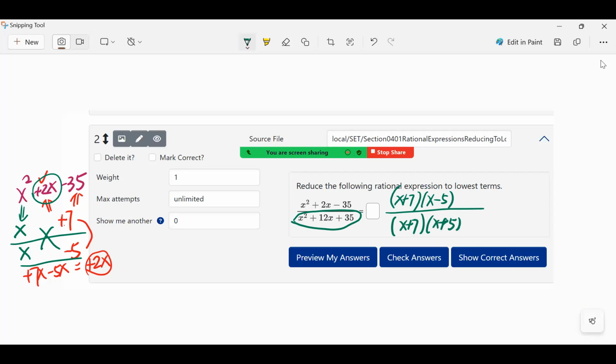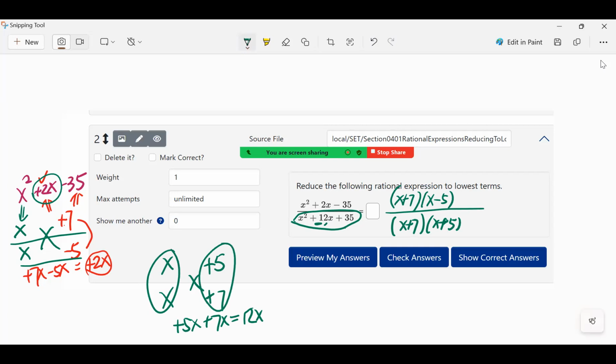You factor x squared as x times x, and then 35 will be 5 and 7, all positive, because the middle one is positive 12. And you cross multiply: you get 5x plus 7x, which is 12x. So the first term, last term, and middle term are all confirmed, which means this is the right factoring. So we cancel the common factor here, and the answer will be x minus 5 over x plus 5.